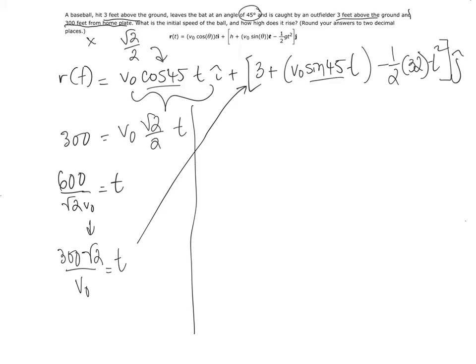So as you know, initial height and the final height is 3 feet. So 3 plus v naught root 2 over 2. That's for the sine of 45 right here. And then the time is from the i component. So 300 root 2 over v naught minus 1/2 32 gives you 16.